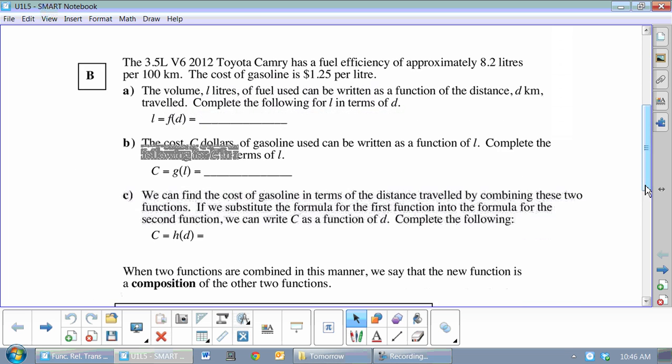And here's a word problem. This is something that, if you're studying for a test, you have to think about what would be on that test. Well, a composition function will be one of these, I think. They're going to put a word problem on there, and you're going to see how they work as we go through this, and you'll do a couple in your homework. So we have a 3.5 liter V6 2012 Toyota Camry.